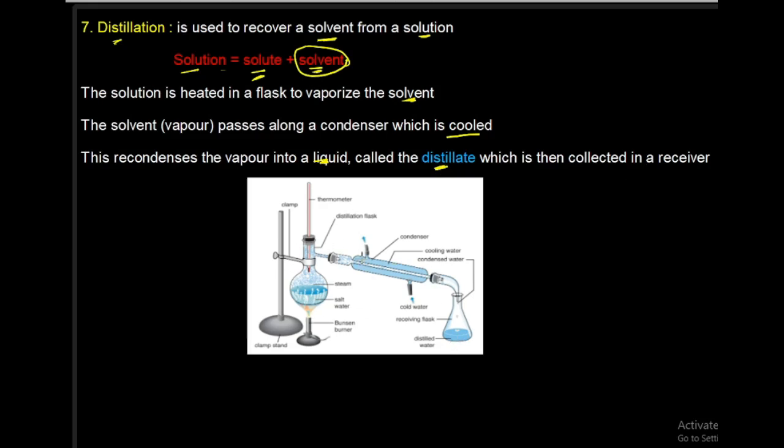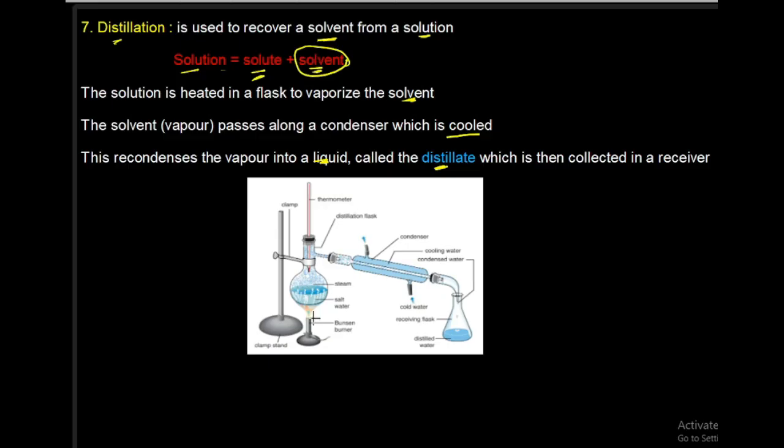So this is what the setup looks like. All right, we have the clamp, and then we have our solution here. The solution is heated. In this case, we have salt and water. This is also a mixture of salt and water. But the only difference between distillation and evaporation is that in distillation, we want to get the solvent. Evaporation to dryness, we want to get the solute.